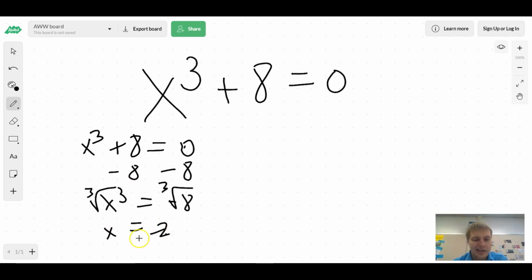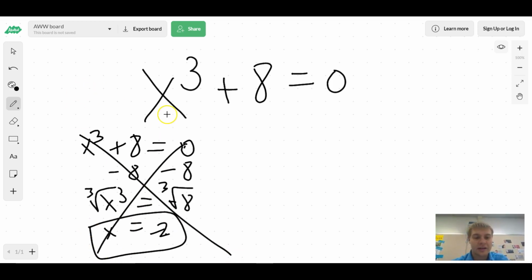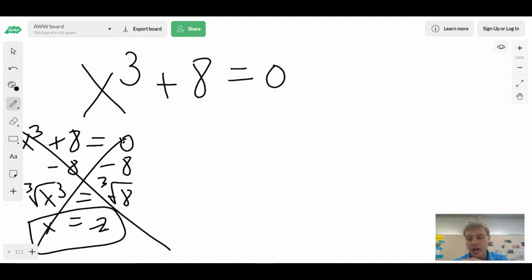But you should realize with this that this thing is a cube, so it should have 3 zeros. We just got 1 with no way to get another one. So you don't really want to use this method to try to find all the solutions to this thing. What you want to use is the sum or difference of cubes. And if you remember that formula, that's a plus b times a squared plus ba plus b squared.